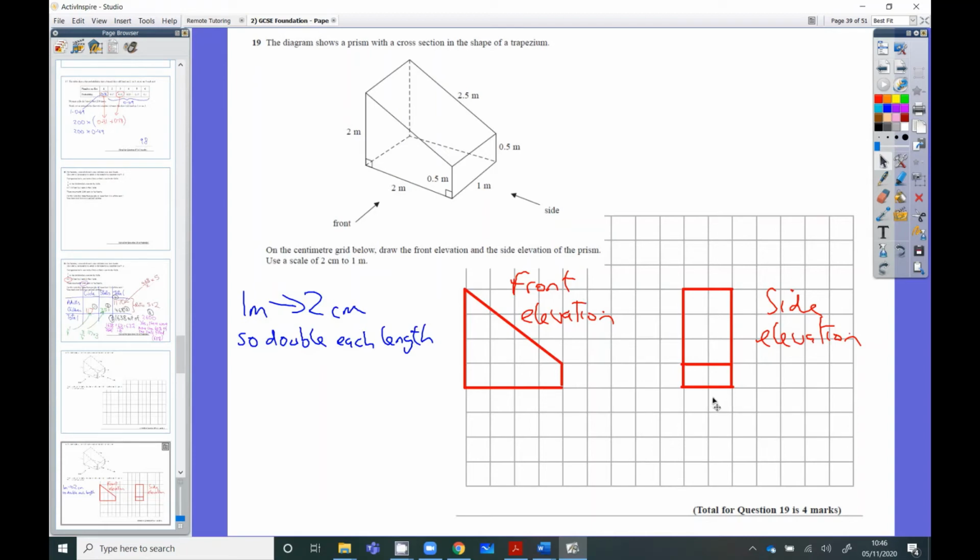Now for the side elevation, let's start off with the flat bit here first. So that's going to be doubling each of these, 2 by 1, 2 squares by 1 square. But don't forget we've got this diagonal roof, okay? So if you were looking at it from the side, it wouldn't look like it had a flat roof. You would see this slanty bit, and the total height you would see would be 2 meters, which is 4 squares. And then don't forget to put in this horizontal line here to reflect the fact we're moving from a flat side surface to the slanty roof up here.